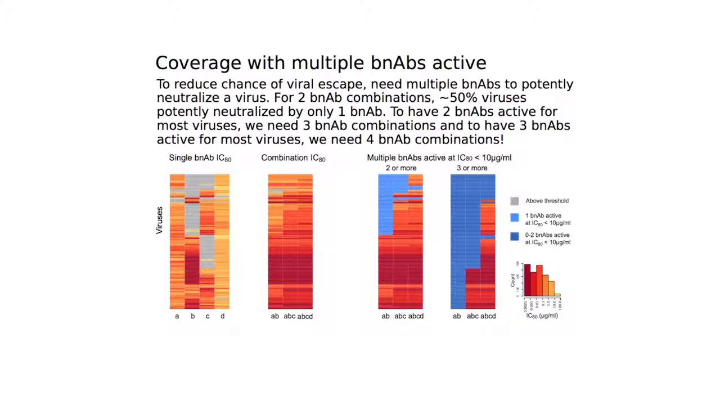To have 2 bNAbs active for most viruses, we would like to go to at least 3 bNAbs. And to have at least 3 bNAbs active in the combination, we would need 4 bNAb combinations. These are shown by the heat maps here, where the viruses which were neutralized by 1 antibody are indicated by blue in this panel, and the viruses neutralized by 2 antibodies are shown by dark blue in this sub-figure. The next metric we looked at was incomplete neutralization.